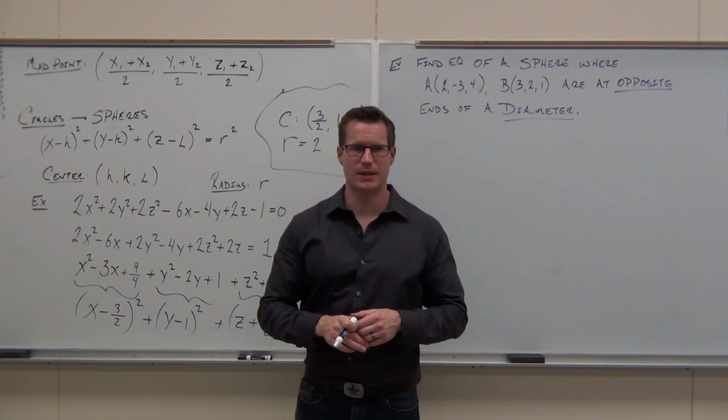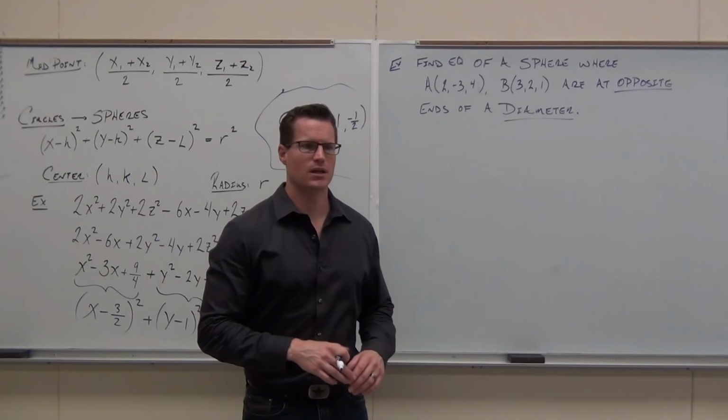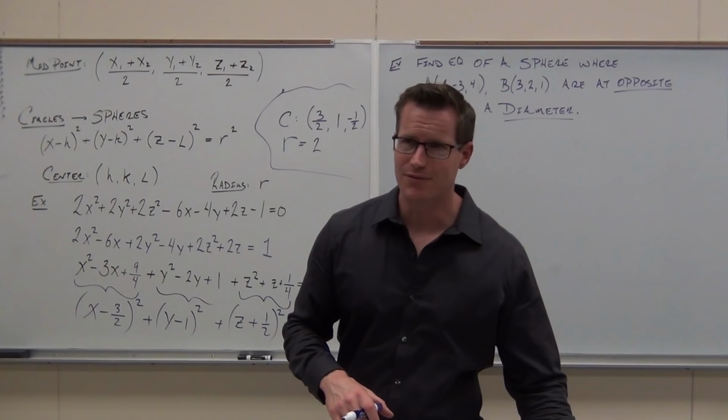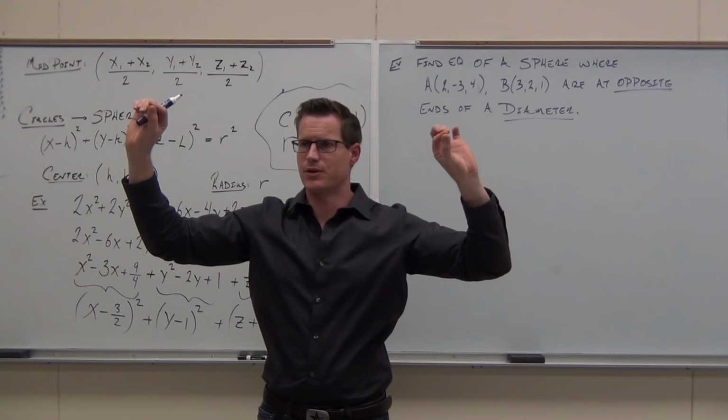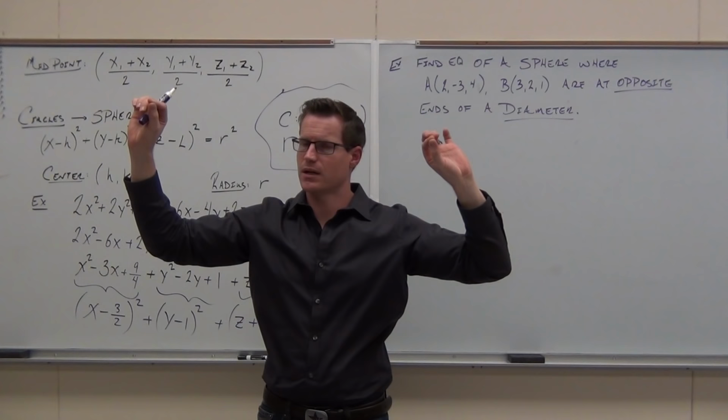This last one that we're going to do, just a little practice example to see how this stuff works. I'm going to mostly just give you the answers here. I just want you thinking through it right now. So let's think through this. Imagine a sphere, and at opposite ends of the diameter, I've got these two points, A and B. Don't say it out loud. I want you to think about it.